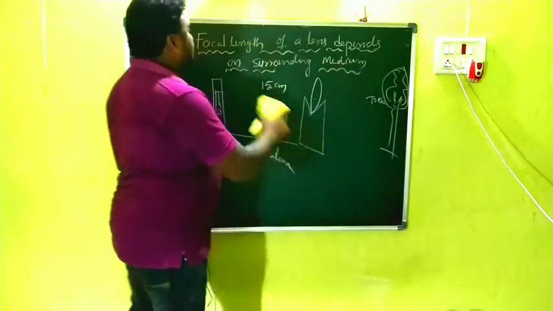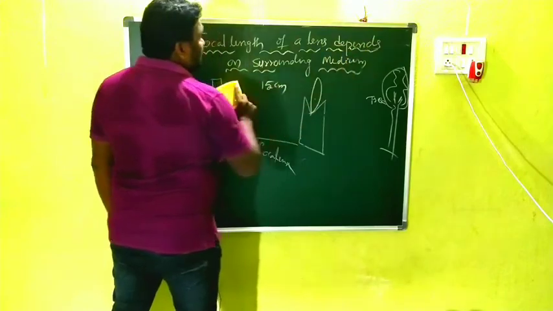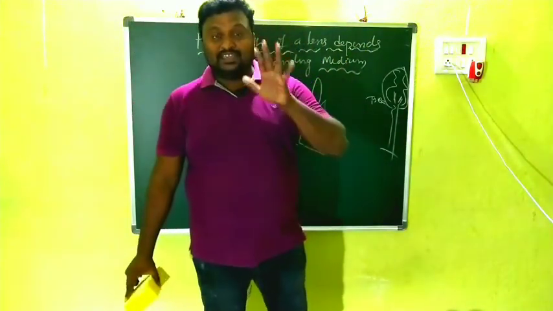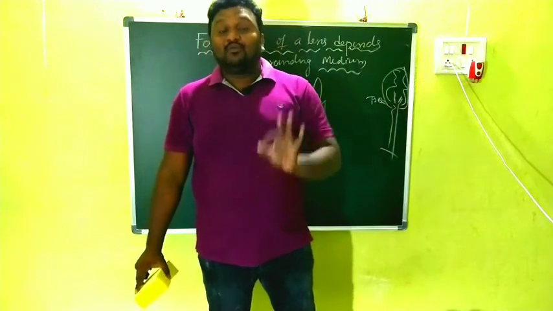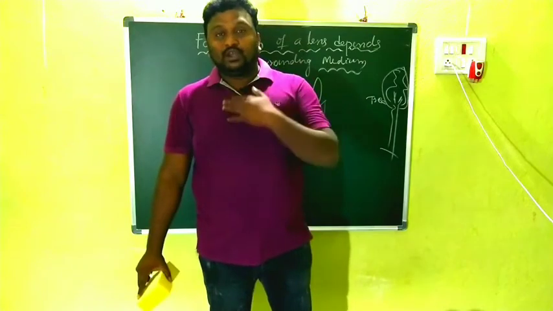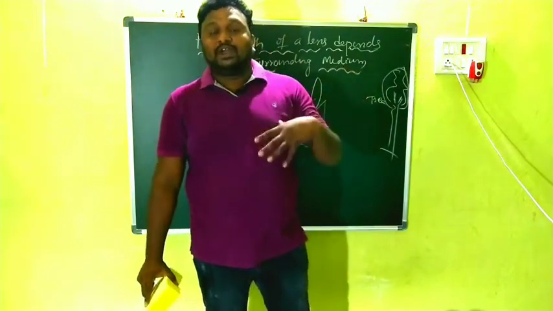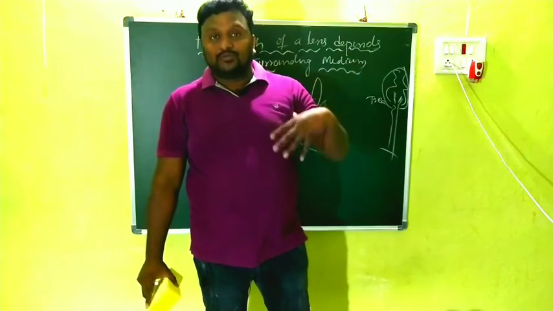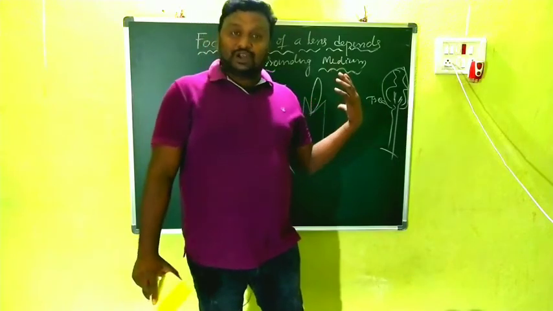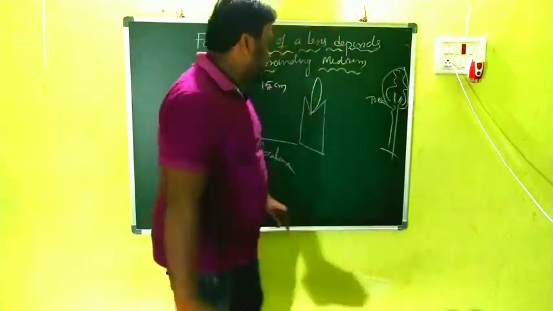Today's topic is finding the focal length of a convex lens depending on the surrounding medium. That is the topic. Simply, we take one lens of known focal length. We take some lens with a known value of focal length, and by doing this activity we can find the focal length value. So I am using that lens in this activity.